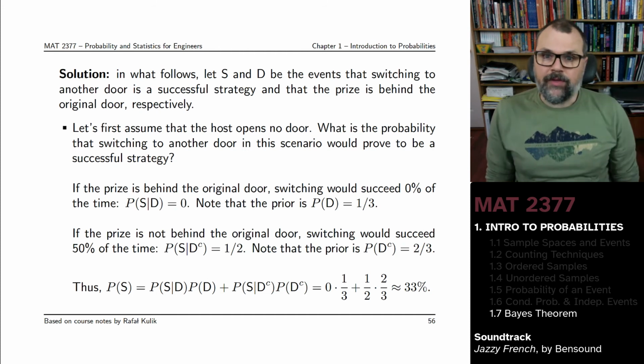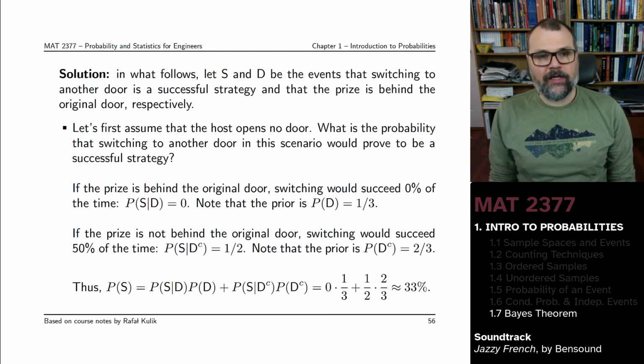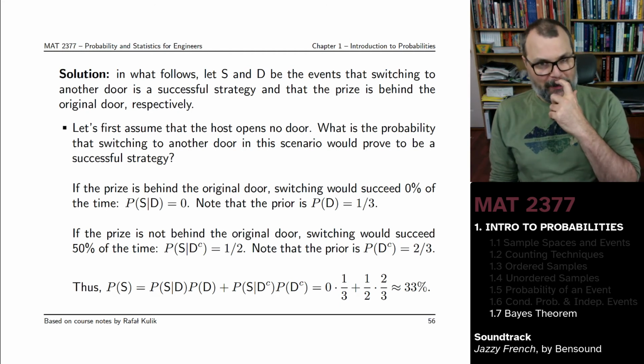S is going to be the event that switching to another door is a successful strategy. And D will be the event that the prize was behind the original door that you had selected.